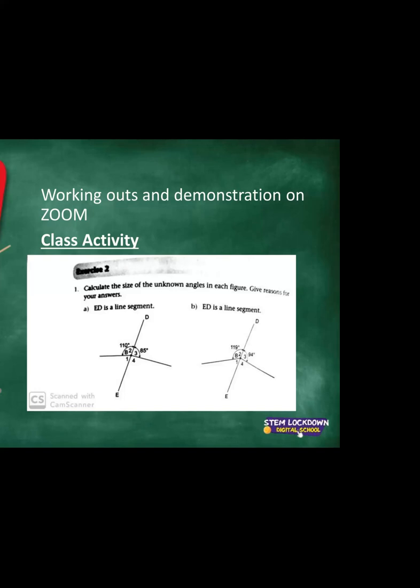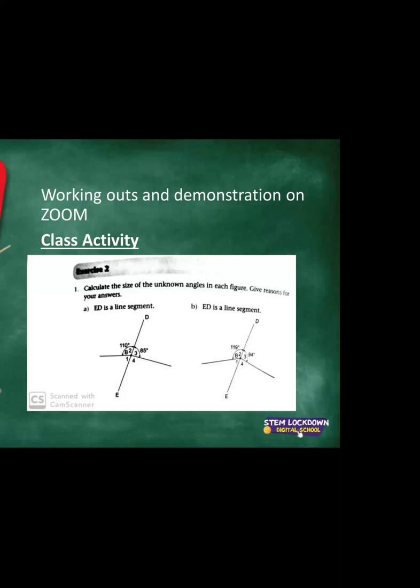We can see that the other line is not straight. The only line that's straight is E and D. So it means that we have 180 and 180 on the other side. Can you see that? So we must calculate the angles for 1 and 4.